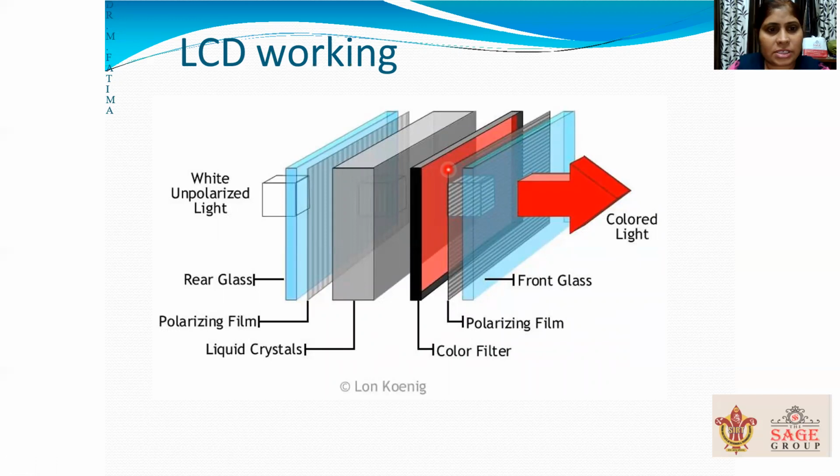So we have already seen this. Here, this is the glass. This is the polarizing film. These are the lines of the polarizing film. This is the liquid crystal. Then this one is the polarizer. Now the lines are in this direction, and this is the front glass.